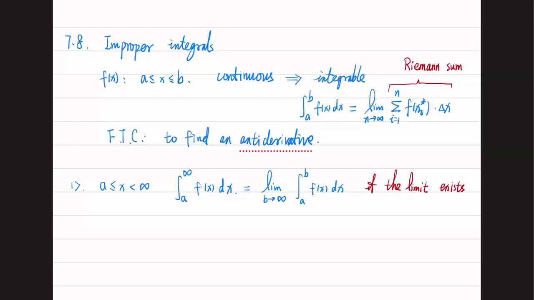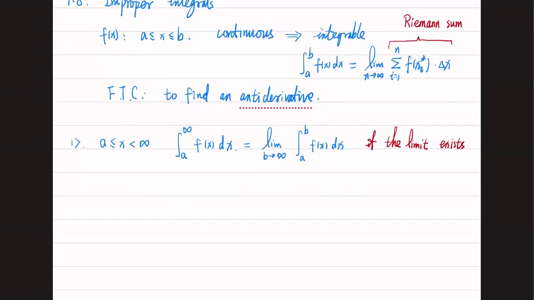Let's check an example. Okay, so this is the second step that works. Under this integral to infinity, we will check if we can find the integral from a to b for finite b. The integral from 1 to b of 1 over x squared.